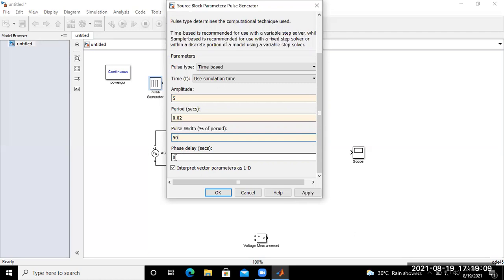So what is the phase angle delay? Alpha value. If you take 30 degrees, then just convert that into seconds. So just 30 divided by 360 multiplied by the time period. That means 0.02. So just tell me the value here. 30 divided by 360 into 0.02. 30 by 360 is 1 by 12.